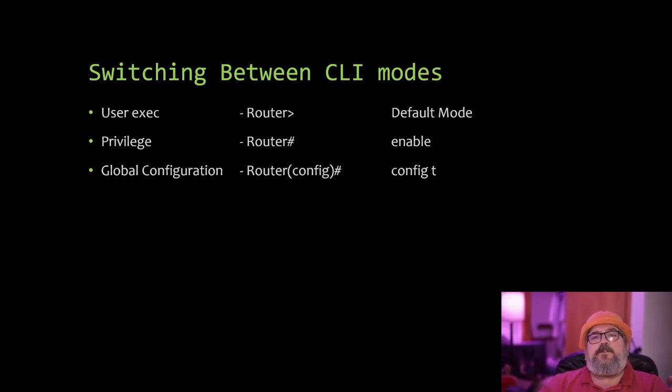In order to switch between these modes, right when you log in, you're going to get the user exec mode. That's going to be the default mode. To get into privileged mode, you need to type in the command enable, or EN for short. To get into global configuration mode, you need to type config T from privileged mode, or configure terminal.